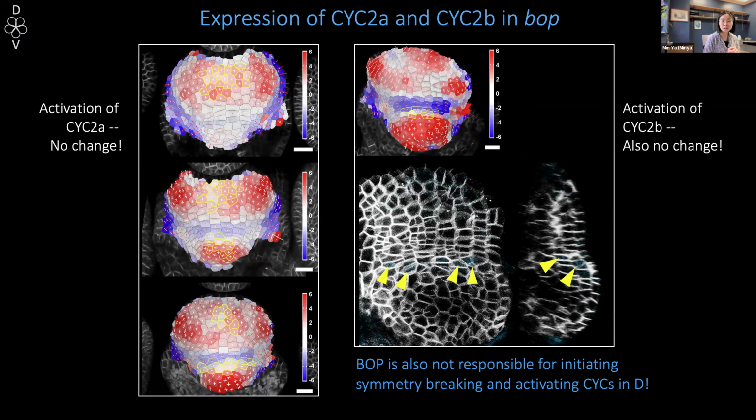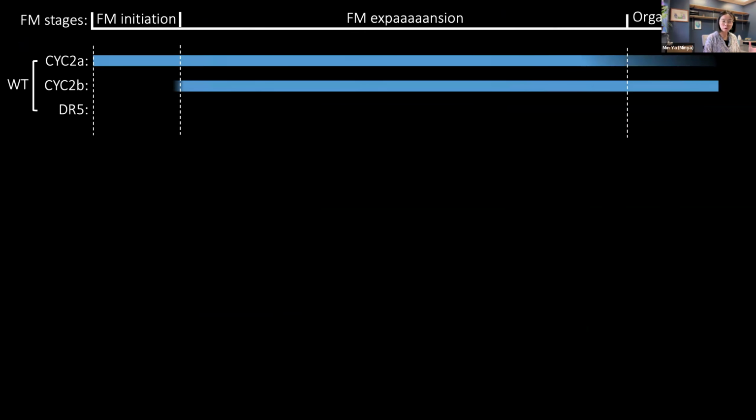Now you can ask me, well, then what's going on? Because people obviously observed those phenotypes, right? So what we think is going on is that both of these potential regulators are responsible for maintaining the cycloidea gene expression during the process of floral meristem expansion.